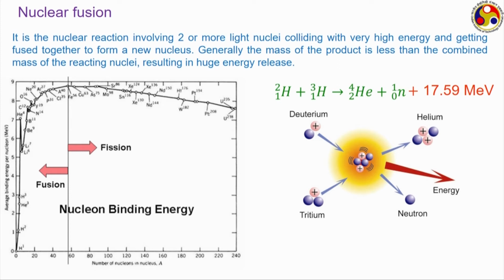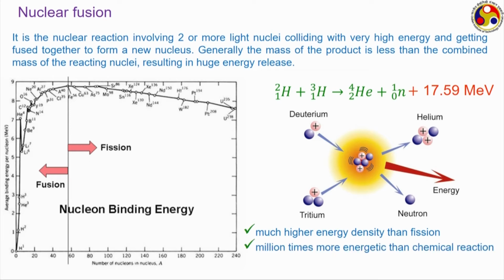That is, the amount of energy yield that we are getting per unit mass of the reactants is significantly larger compared to what we get in case of fission, and that is the first big advantage of a fusion reaction. We are getting much higher energy density, that is energy yield per unit mass of the reactants, much higher energy density we can get in fusion compared to fission.